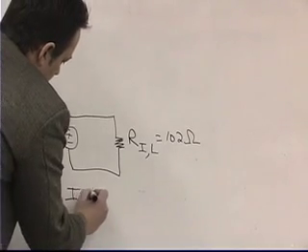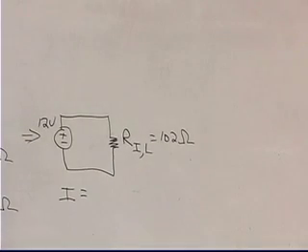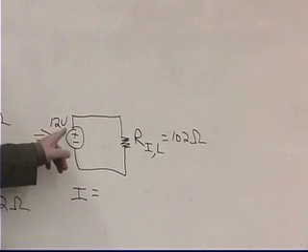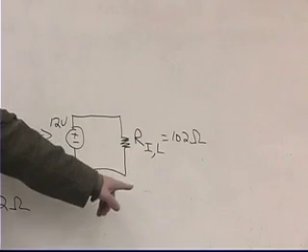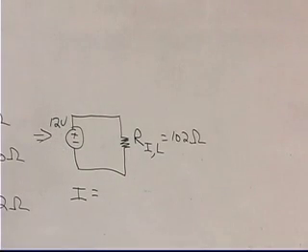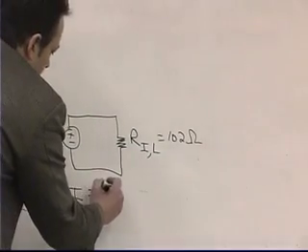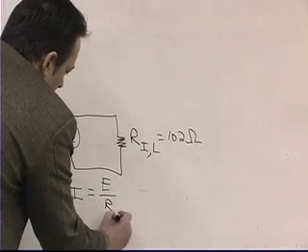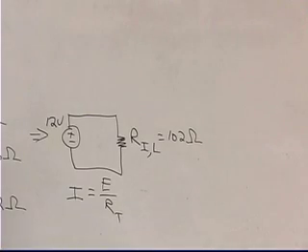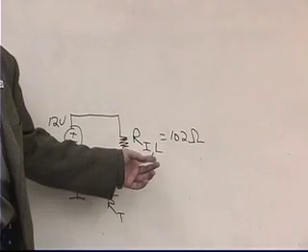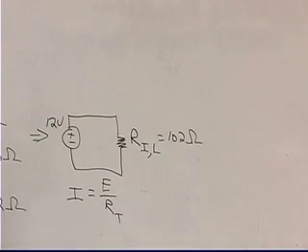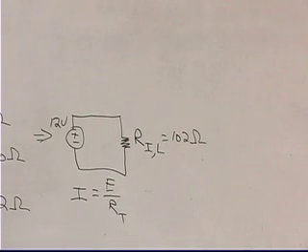Current is equal to, and you tell me what the formula would be for current if we know the voltage and we know the total resistance. E over R. So current is equal to the ratio of voltage over R total. And our total resistance is the sum of the internal resistance and the load resistance. Okay? Any questions? Pretty straightforward?